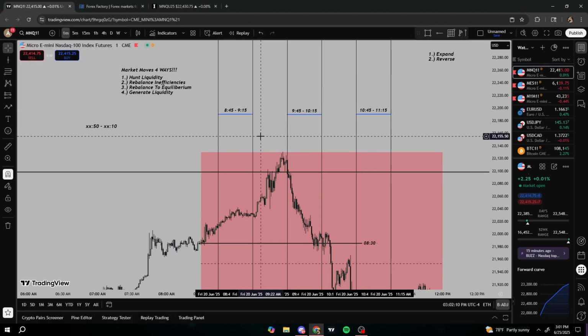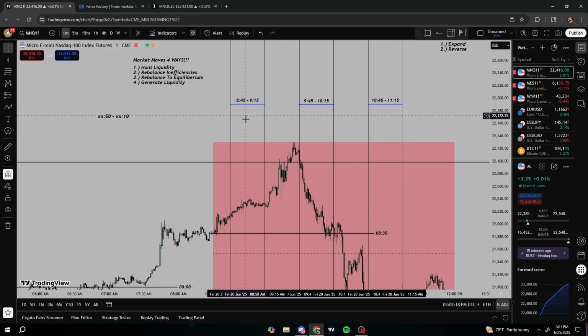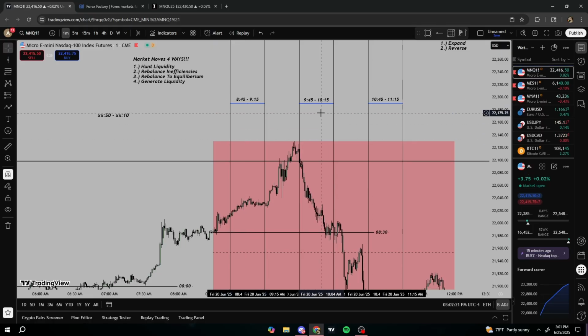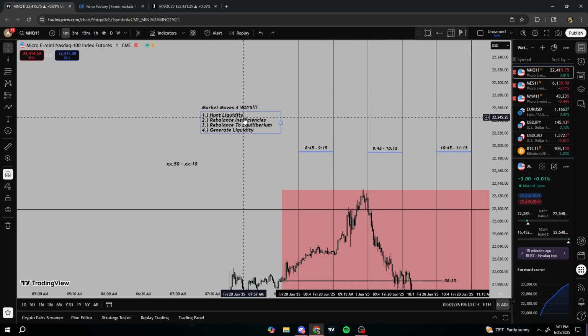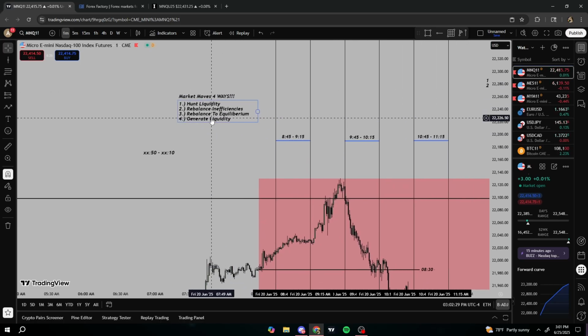This one isn't taught by anybody. This isn't taught by ICT. This is my own personal experience. This first macro right here will typically generate liquidity for the second macro. What does that mean? Market will only hunt liquidity in the form of stops, rebalance the inefficiencies, rebalance the equilibrium, and generate liquidity. This last one is very specific to time because we generate liquidity in the form of highs and lows during Asia session. We generate liquidity in the form of highs and lows during lunch hour, which is 12 p.m. to 1 p.m. in between the AM and PM session for New York.